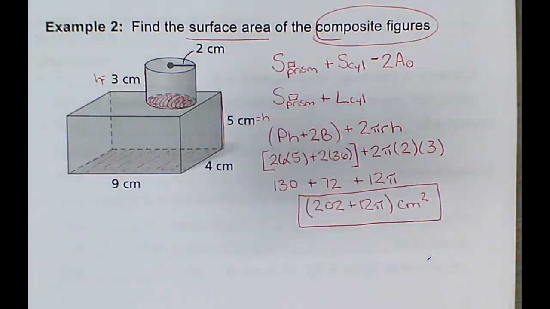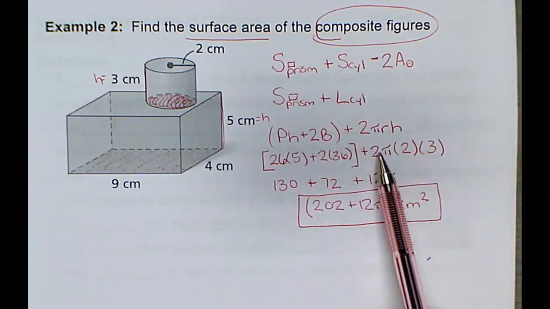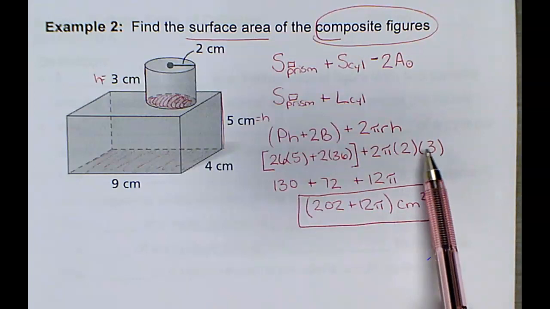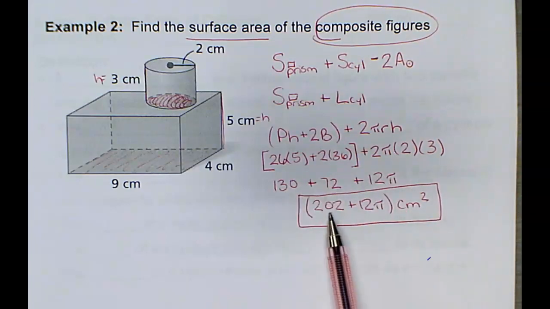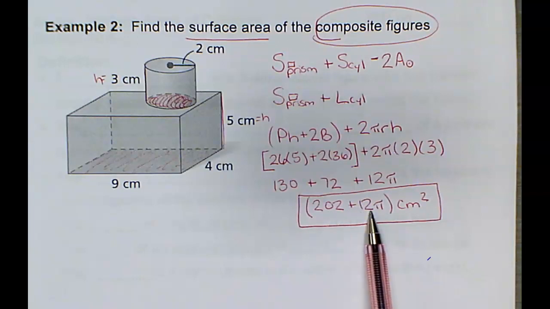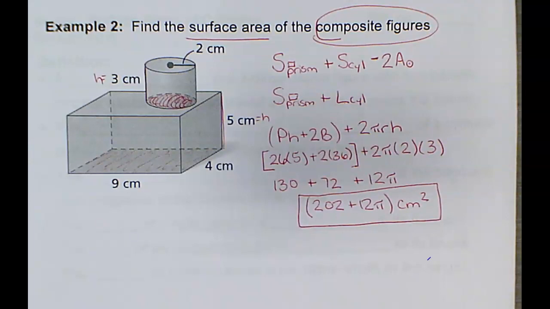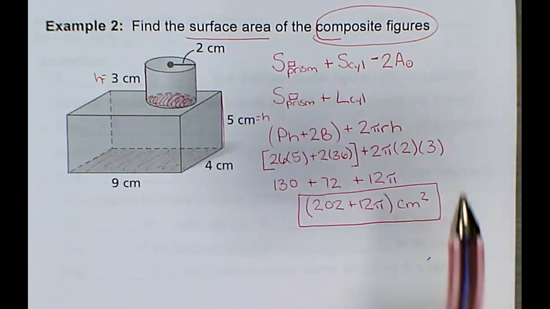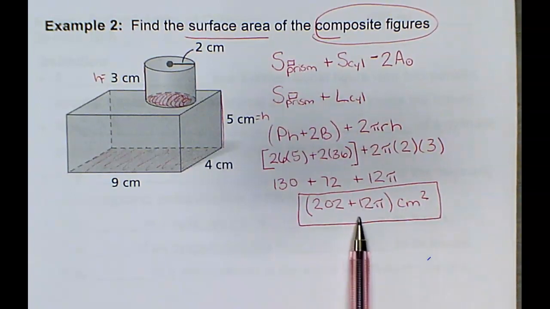So using PEMDAS inside of my big group, I have multiplication to be 130. Multiplication, 2 times 36 is 72. I have multiplication, 2 times 2 is 4, times 3 is 12 with the pi. And then I combine my two like terms to get 202 plus 12 pi centimeters squared. So that's the surface area of this composite figure. And if you were to follow this plan or one of your plans that gives the same thing, then you would end up with the same answer.